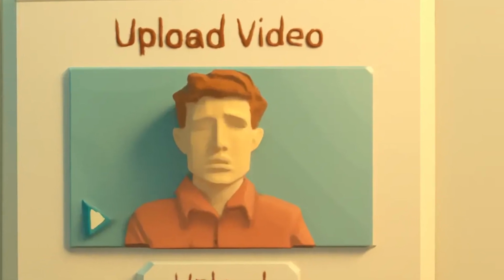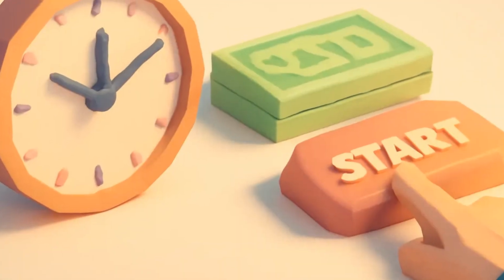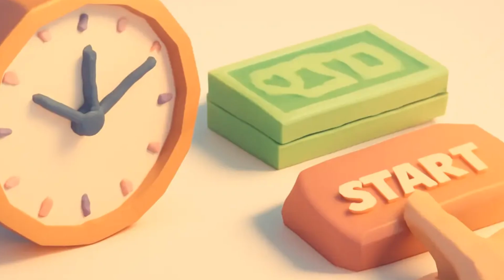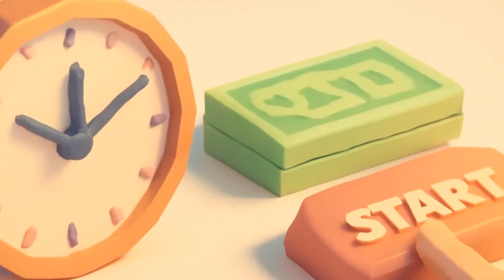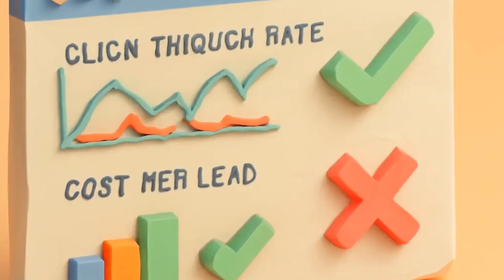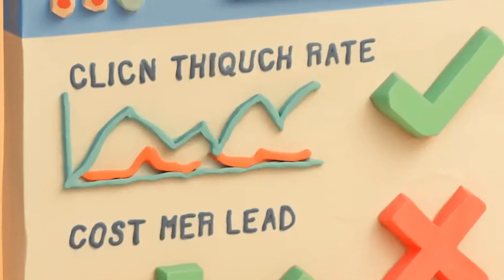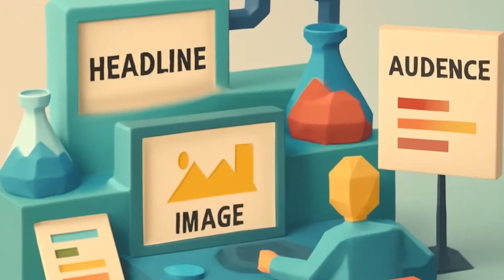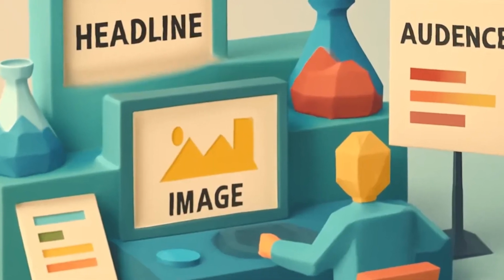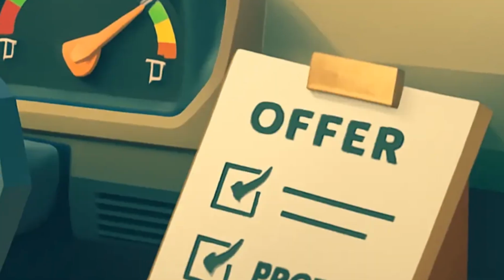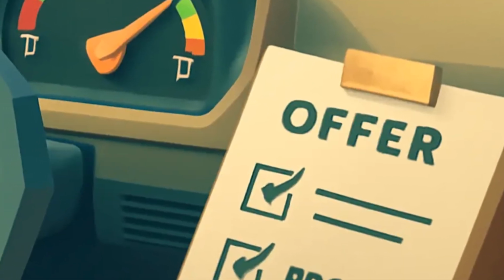Step 6. Test, track, and tweak. Run your first campaign with a small budget. $5 to $10 per day is fine. Track click-through rate, cost per lead, and conversion rate on your landing page. What ads or audiences are performing best? Test one thing at a time: headline, image, audience. Pause what's not working.